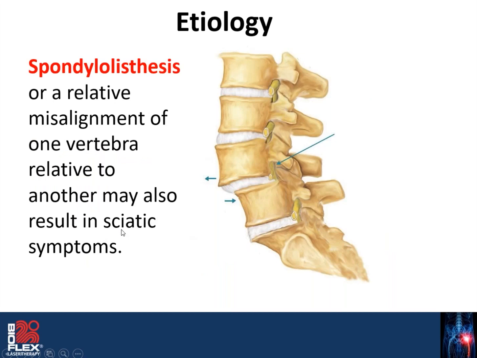Another cause for sciatica can be spondylolisthesis, which is basically movement of one vertebral body on the other in relation to each other. And this misalignment, you might say, or shifting can actually stress and put pressure and or inflammation and irritation on the nerve roots leading to the sciatic nerve.